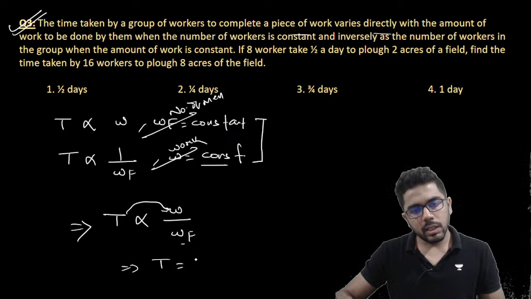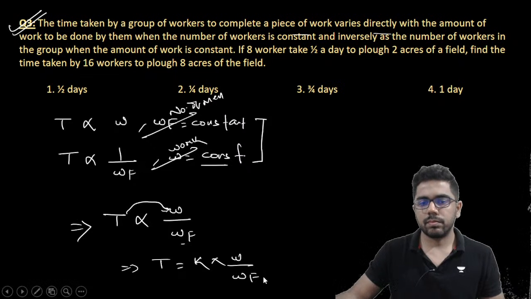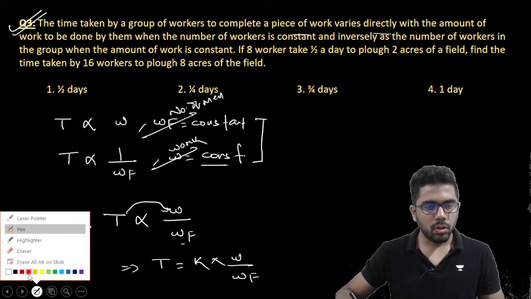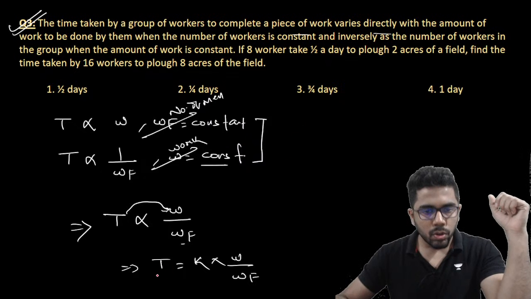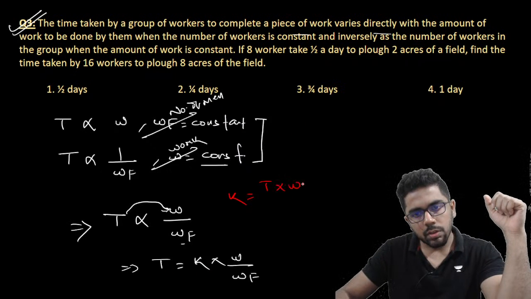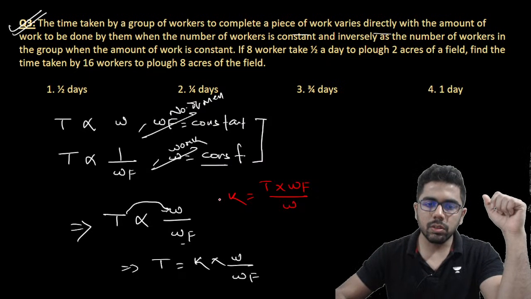So I'll write T is K into W by WF. और तुम यहां से ऐसे लिख सकते हो K is equal to T into workforce divided by W. This is constant.